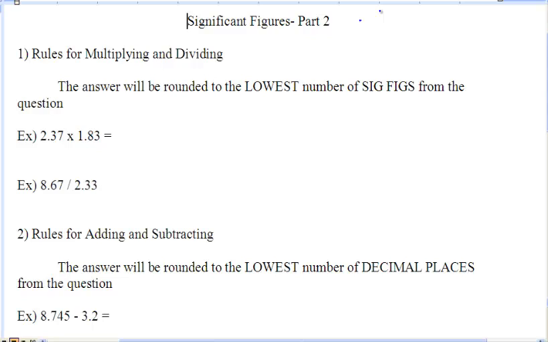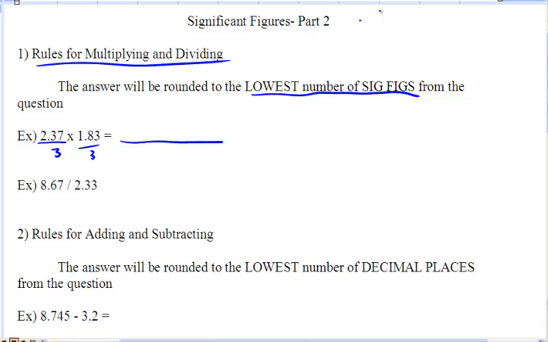So if we look at this one here, here are the rules for multiplying and dividing. If you multiply and divide and you end up getting an answer, what you need to do is round your answer to the lowest number of significant figures from the question. So if you look, this has 3, this has 3, your answer has to be rounded to 3 significant figures. So when we get our answer as 4.337, what we have to round that to is 3 significant figures, which would be 4.3. The 7 tells us we're going to round this one up. There's our answer, 3 sig figs.